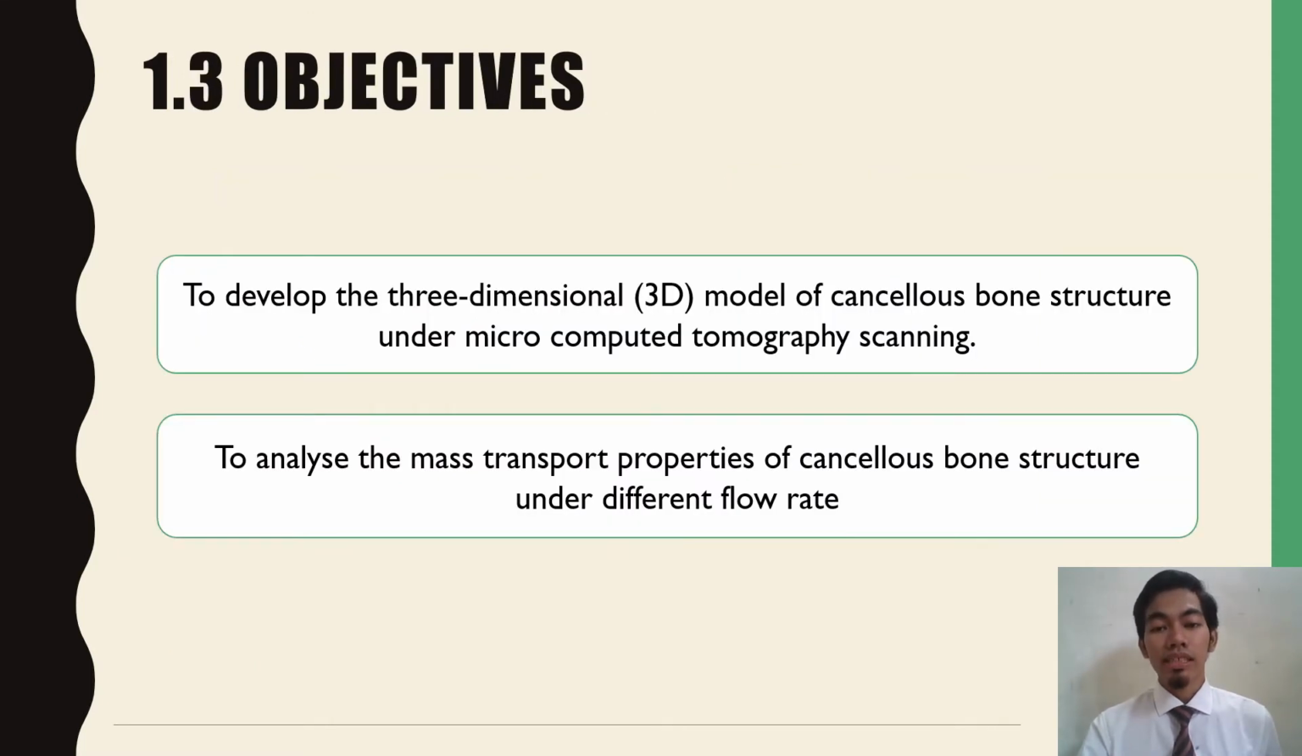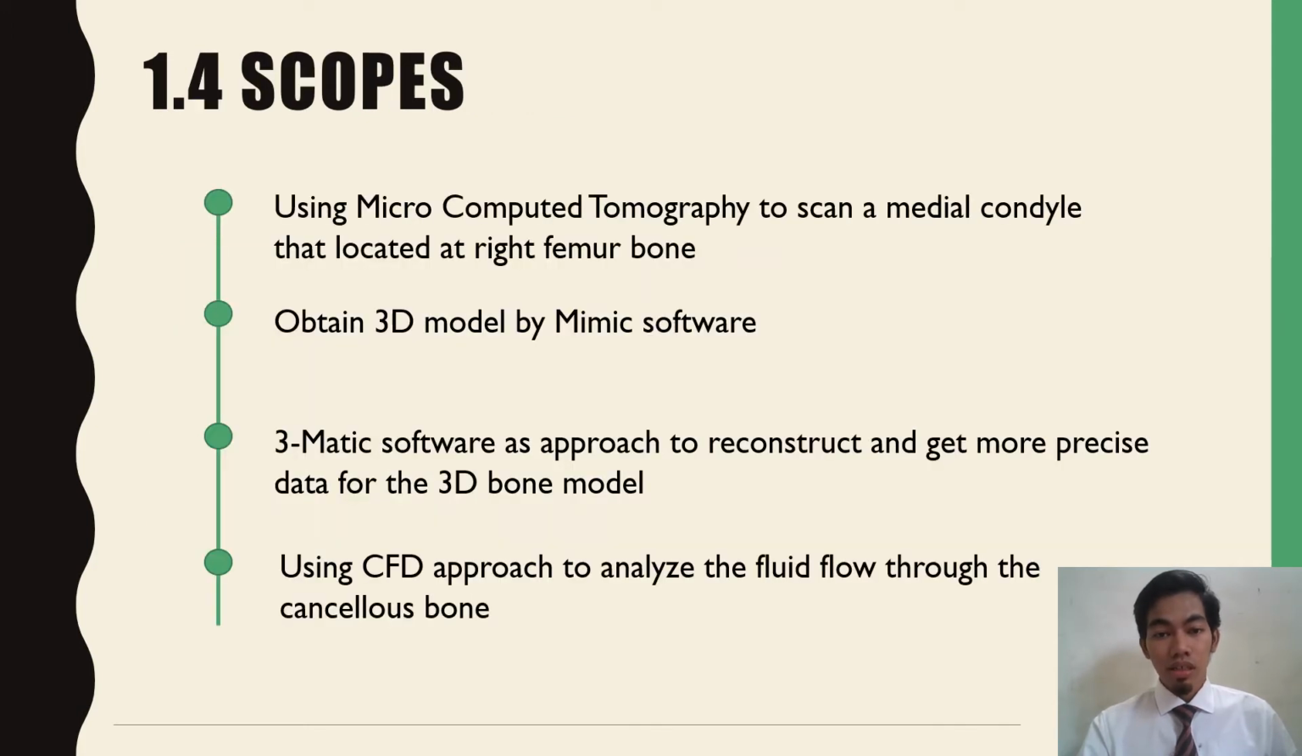The aim of this study are to develop the 3D model of cancellous bone structure under microcomputed tomography scanning, and to analyze the mass transport properties of cancellous bone structure under variation of flow rate. There consist 4 scopes in this study, which are using microcomputed tomography to scan a medial condyle that located at right femur bone, obtain 3D model by MIMIC software, Trimetric software as approach to reconstruct and get more precise data for the 3D bone model, and using CFD approach to analyze the fluid flow through the cancellous bone.